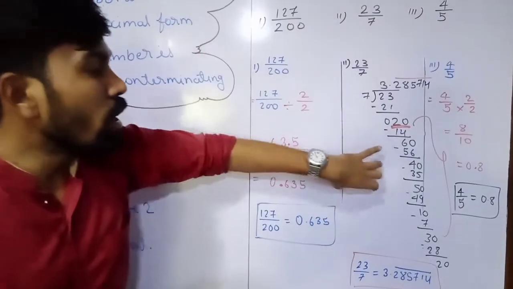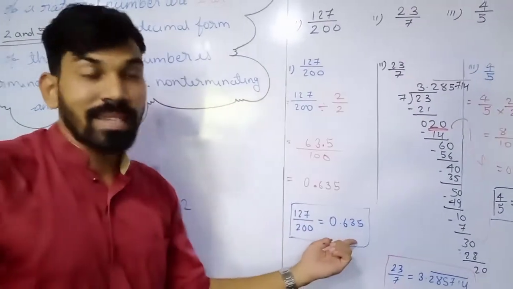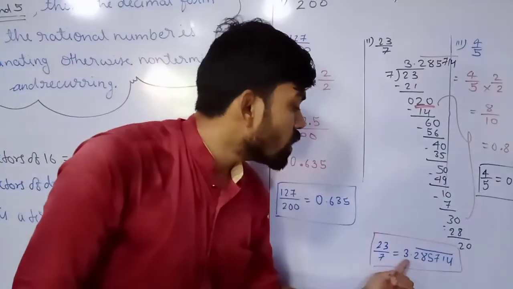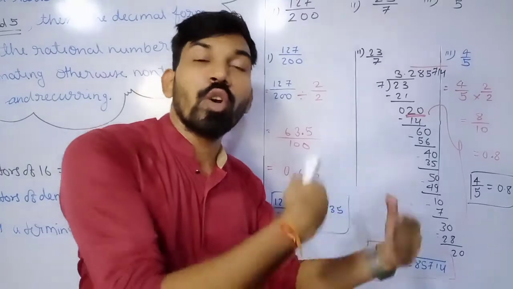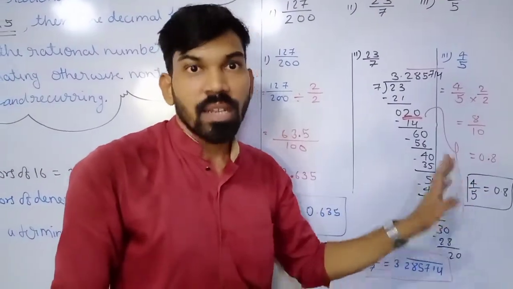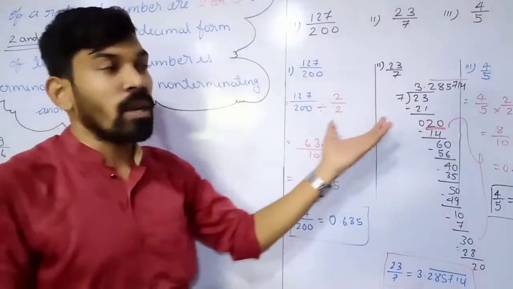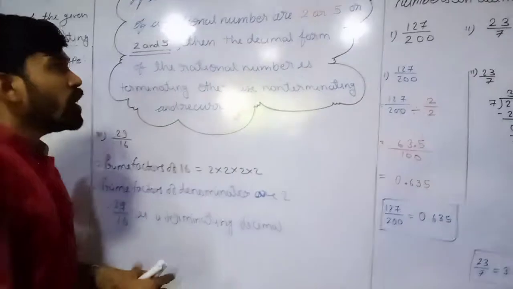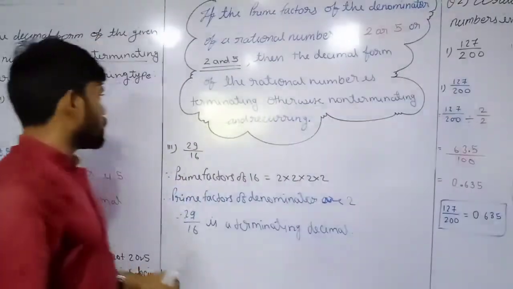Here we did all these three sums. The first one we got 0.635 as the exact answer. In the second one, 3.28571 with a bar, the sequence is going to repeat again and again. In the third one we got 0.8. This way we can convert the given rational number into decimal form. Now we have to turn to the third sum. What is that?